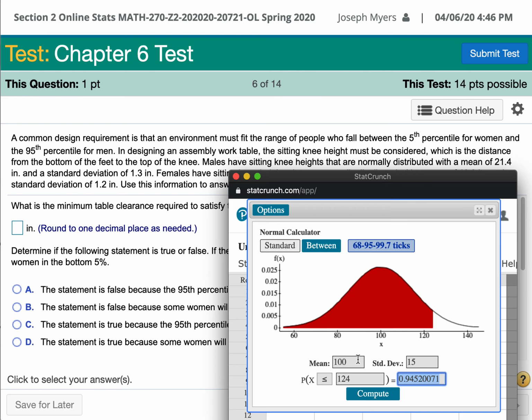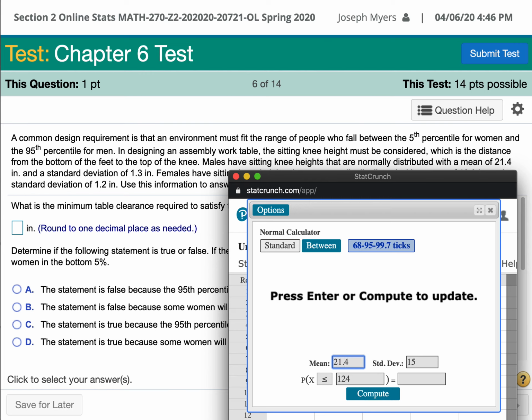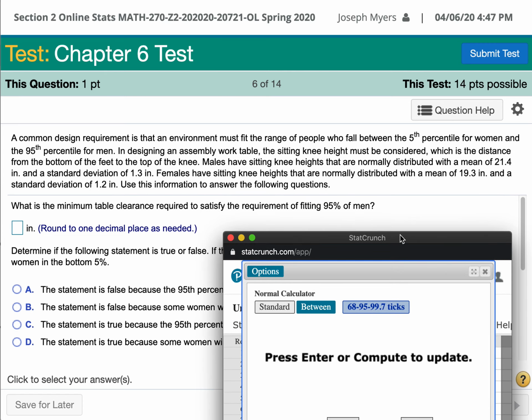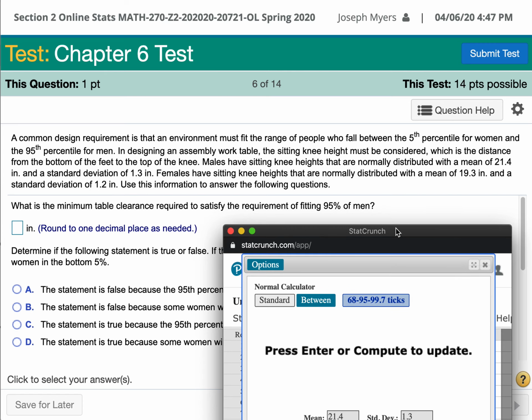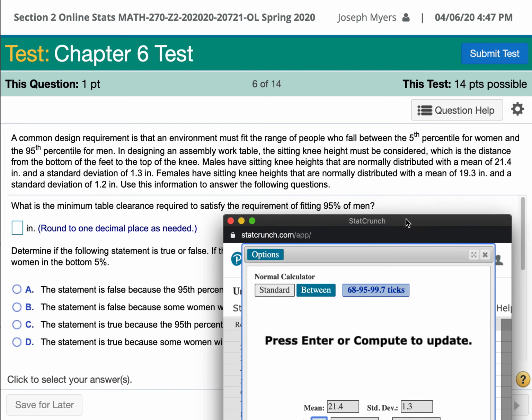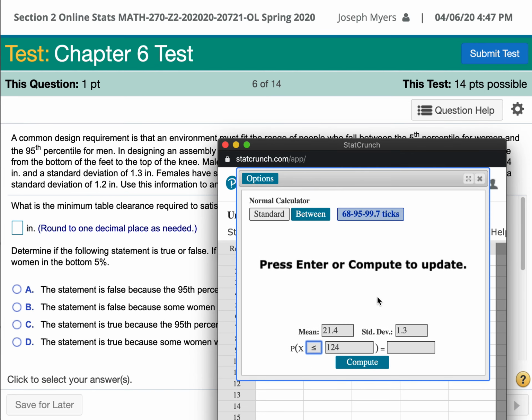So the mean for males is 21.4, and the standard deviation for males is 1.3. And they want us to find what's the minimum table clearance so that 95% of men can fit their knees underneath the table. Okay, so that means that you want the probability that their knees will be under the table to equal 0.95.